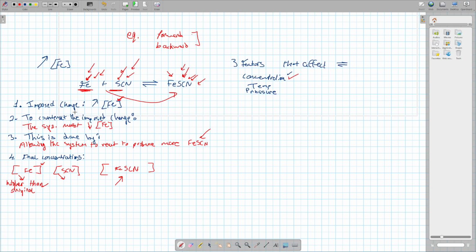Like now here, where did it go? It went to the FeSCN, right? It shifted to produce more FeSCN, so we say it shifted forward. But if it shifted to the left, then we say it shifted backward. So this is concentration. What about temperature?